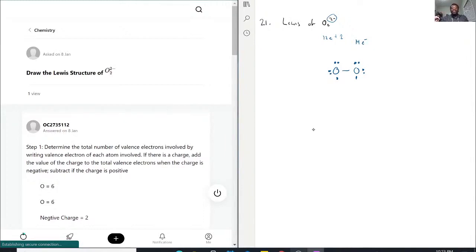And now just go with, as we see, the unpaired electrons. 1, 2. Do we have 14 electrons total? We have 6 lone pairs and 1 bond. That is indeed 14 electrons, so that's perfect. Now, that really would be the Lewis structure of oxygen.